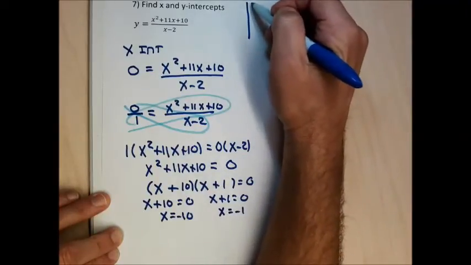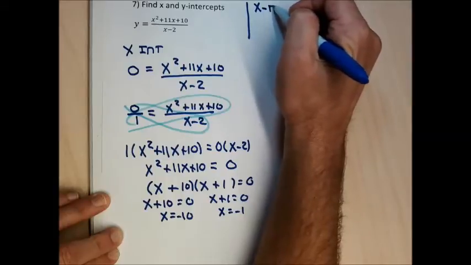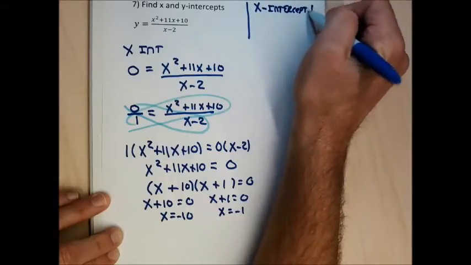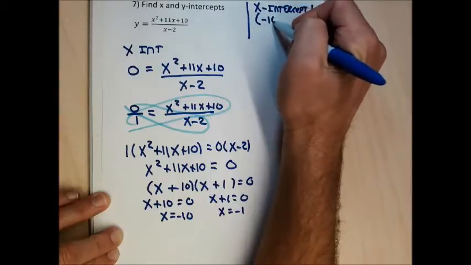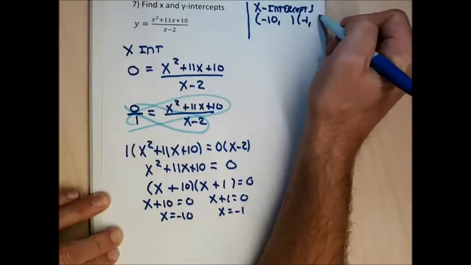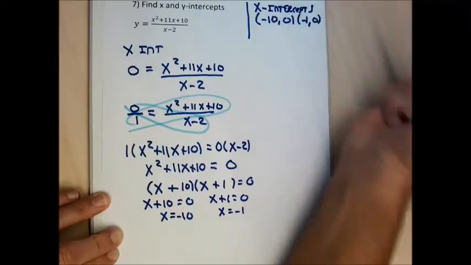When I go to write my answer for the x-intercepts, always the opposite letter is 0. The x part of the x-intercept is negative 10 and negative 1. The opposite letter y is always 0. So that's part of my answer.